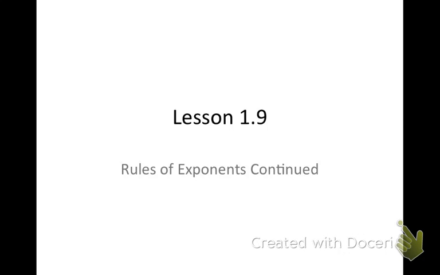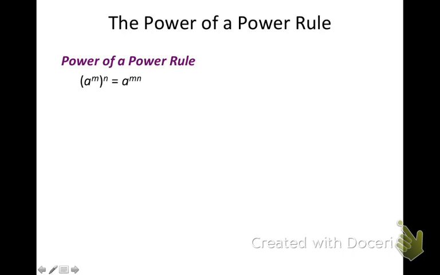Okay, today you're going to be learning a few more rules of exponents. We will be learning what we do when we take a power of a power, a product of a power, and a quotient of a power. So here's the power of a power rule. If you have a to the m and you want to raise that to the nth exponent, you could multiply the exponents together. So let's look at an example of that.